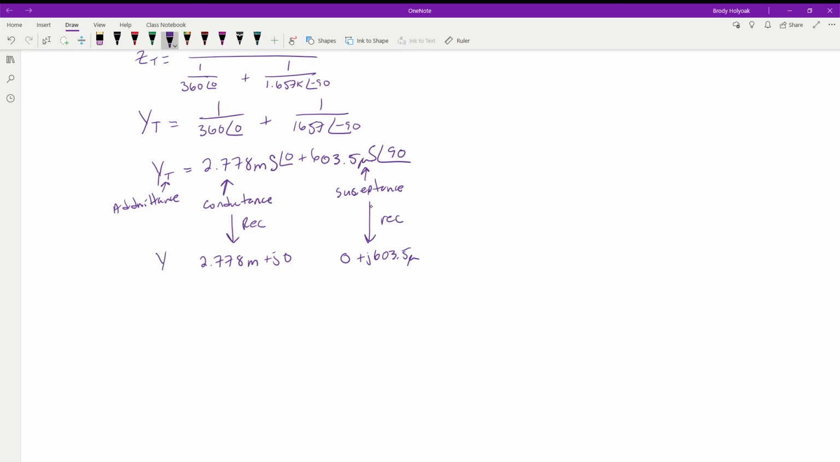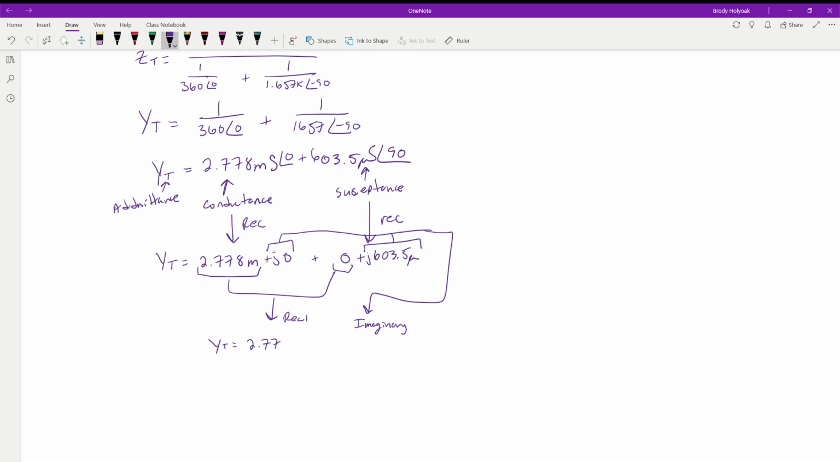So now we have the total admittance of our circuit is equal to this value plus this value. Now we just need to combine like terms together. This one and this one we're going to combine together, and that's going to give us our real. We have the j0 and the j603 micro that we're going to combine together, and that's going to give us our imaginary. So the admittance of this equivalent circuit is 2.778 milli plus j of 603.5 micro.